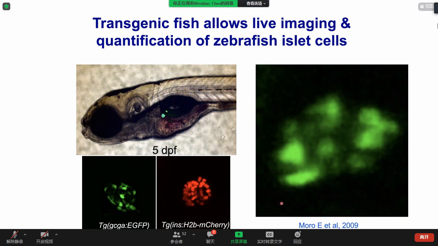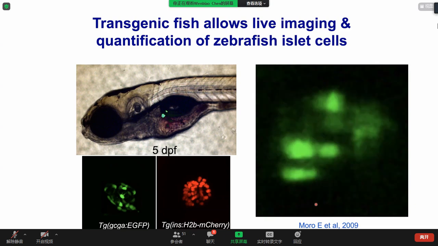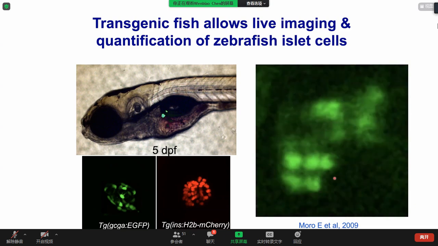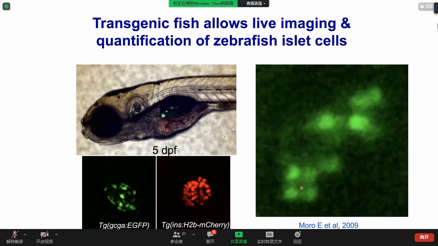So as I mentioned, we can also do imaging in zebrafish, and this is just an example showing that you can see beta cell proliferation. You can see this too. Let me see if I can play it again. Okay, it doesn't allow me to do that. Okay, so I will just move on.